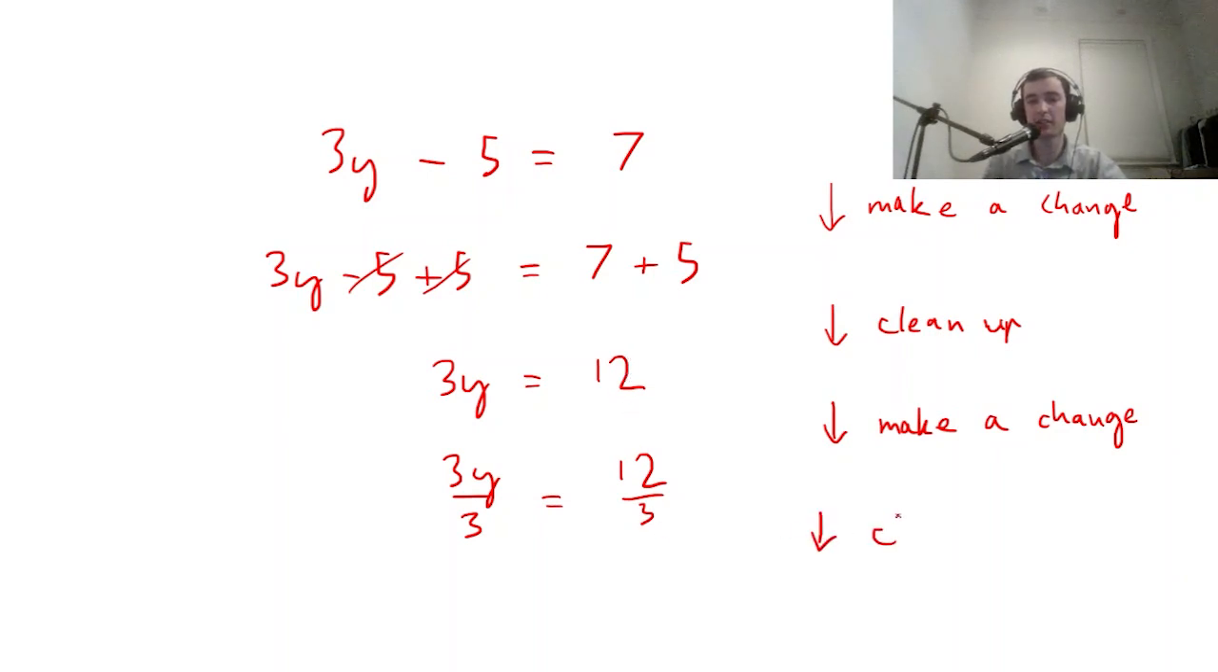And now the next step is clean up. Whoops. Clean up. All right, so to clean up, you cancel out the 3s, and then you've just got y, that's what we want, equals 12 divided by 3 is 4. And that's it. That's how to solve equations.